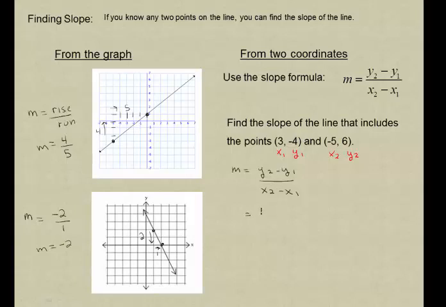So now that I have labeled my coordinates, I'm going to plug them in. So I have y2, that's 6, minus y1, which is negative 4. And then I have x2, which is negative 5, minus x1, which is 3. Two negatives make a positive. See, he's happy, that's positive. So I have 6 plus 4 over negative 5 minus 3. That gives me 10 over negative 8. And we don't leave negatives in the denominator, we bring them out front. 10 and 8 are both even, so they'll divide by 2. So my slope will be negative 5/4.